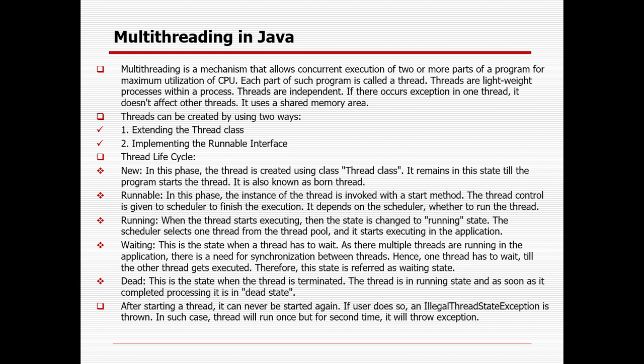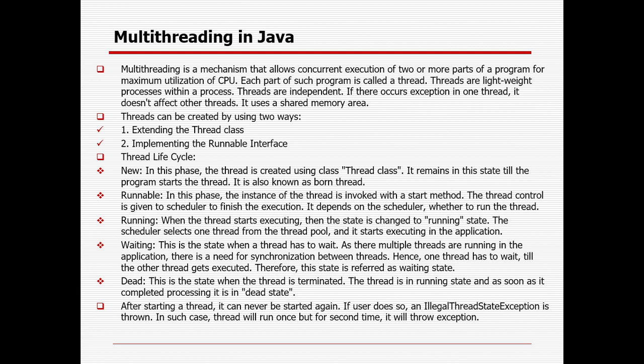So if I consider the thread life cycle, it is new, runnable, running, waiting, dead. New means you are creating just any class using the Thread class. It remains in this state till the program starts the thread. It is known as a born thread. Runnable: in this phase the instance of the thread is invoked with the start method. I will let you know why it is different from the normal other parts.